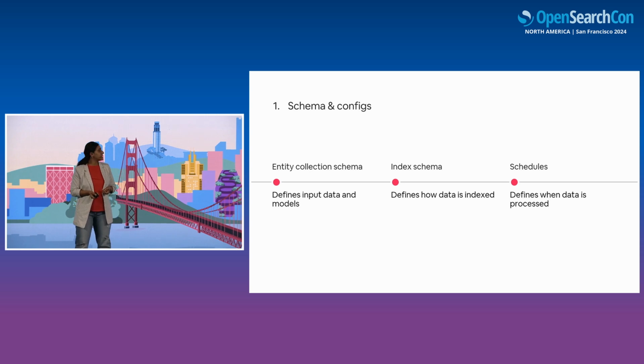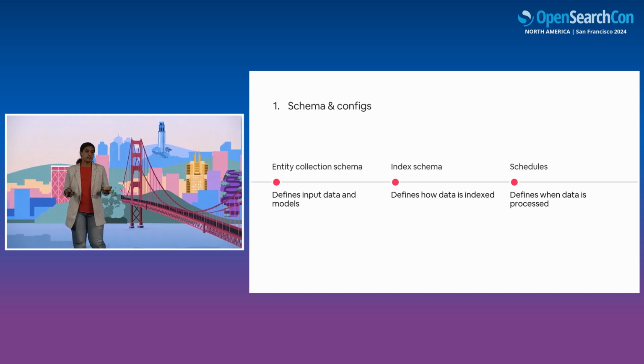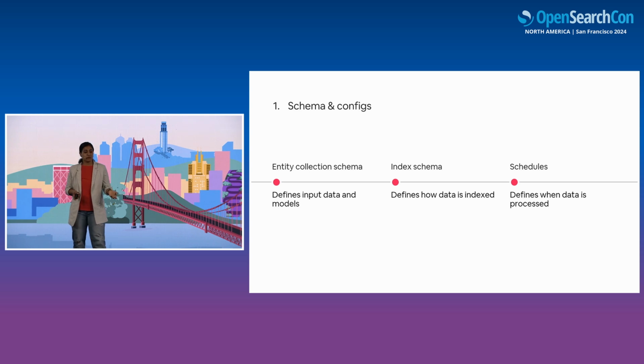So the first step is defining schemas and configs. Our schemas are broadly grouped into three categories. The entity collection schema defines the input and the models, for example, if you want to use word2vec, BERT, OpenAI, ChatGPT models, and so on. The index schema defines how the data needs to be indexed, what kind of index you want to use, HNSW, IVF, or brute force, what kind of HNSW parameters you want to use, and what kind of search filters you want to use: geo filters, categorical filters, range filters, and so on.